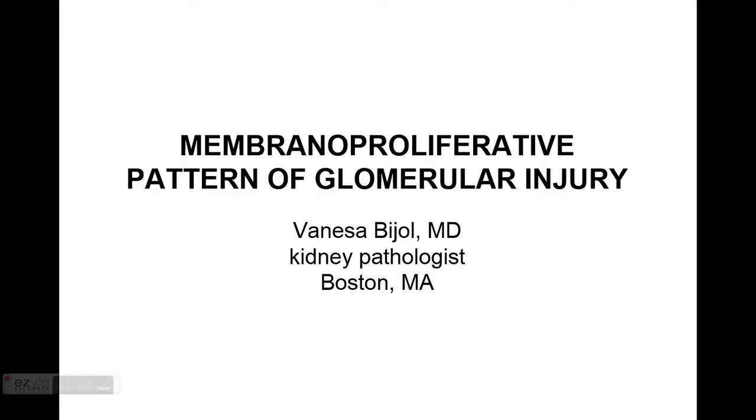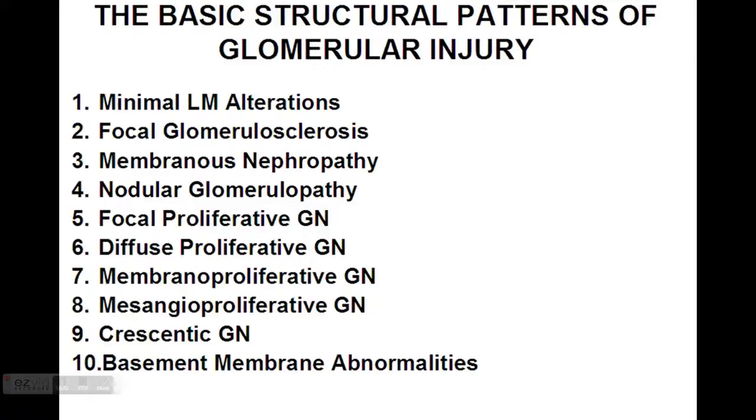In this lecture, we will go over MPGN pattern of glomerular injury. As you may know, there are many different patterns of glomerular injury, and behind each of them, there is really a differential diagnosis and a list of different entities that go with those patterns. Some diseases may present with different patterns, meaning that, for example, lupus nephritis can come in different flavors. You can have membranous lupus nephritis or focal proliferative, diffuse proliferative, mesangial-proliferative, and so on.